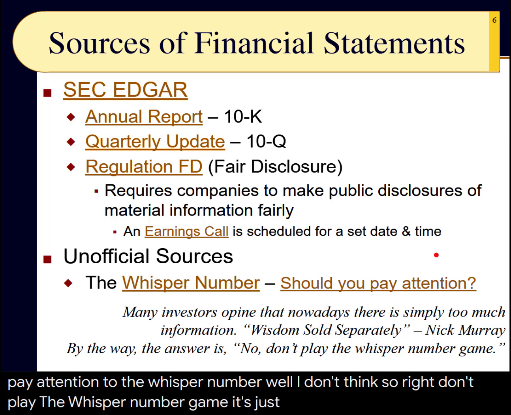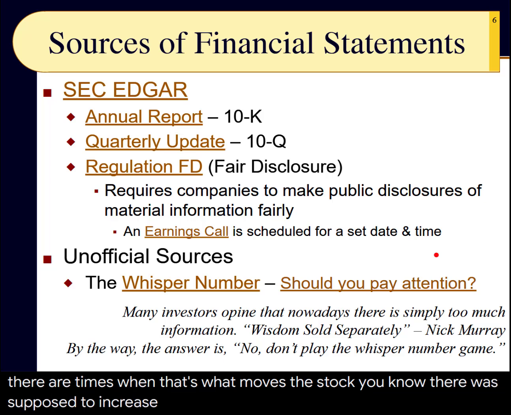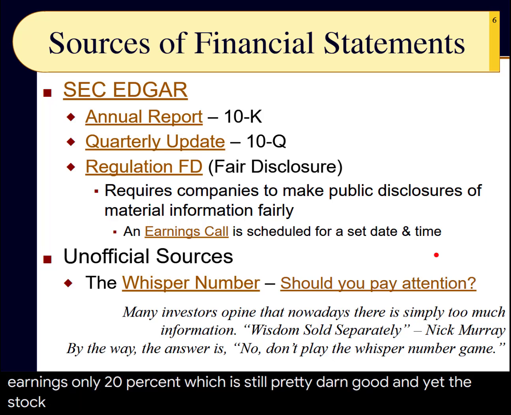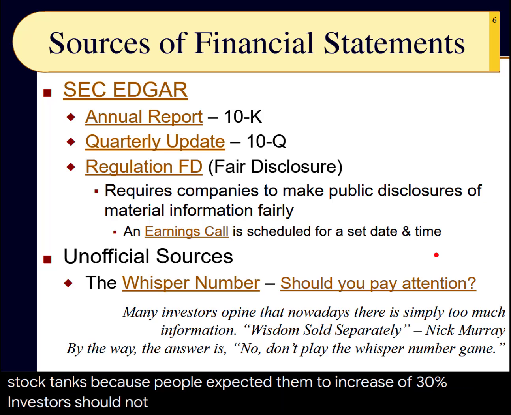It's just pure speculation. And there are times when that's what moves the stock. They were supposed to increase their earnings 30%, but they only increased their earnings 20%, which is still pretty darn good. And yet the stock tanks because people expected them to increase at 30%. Long-term, prudent investors should not bother with this game.